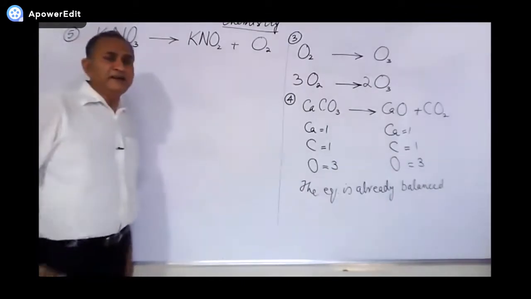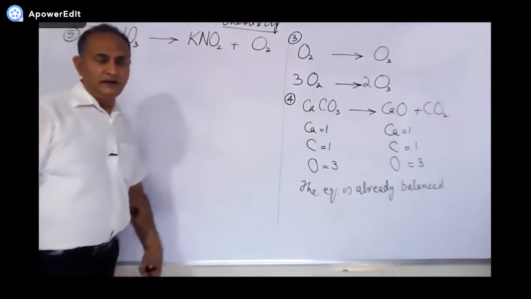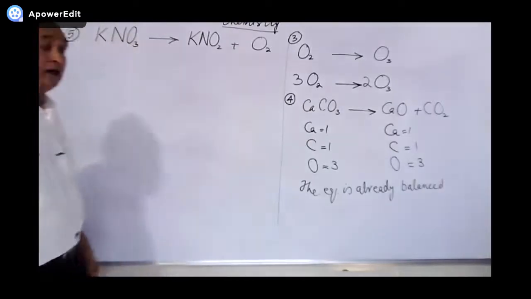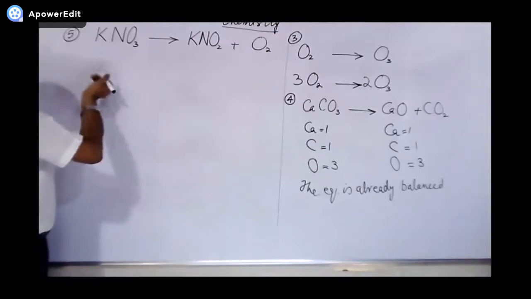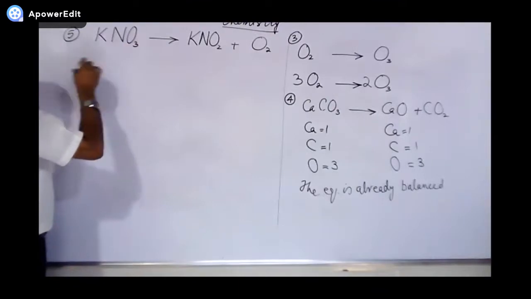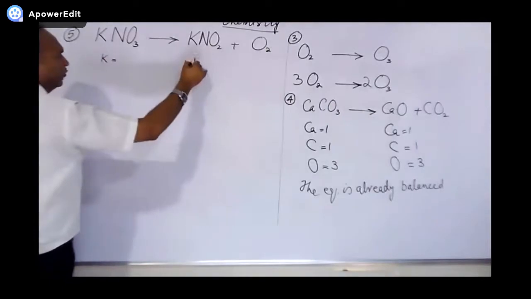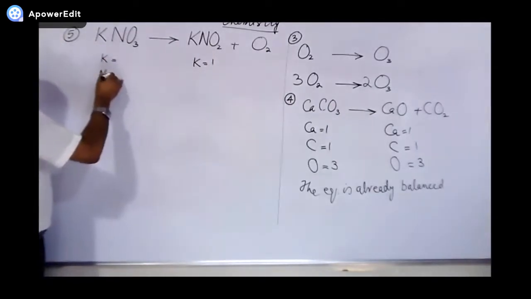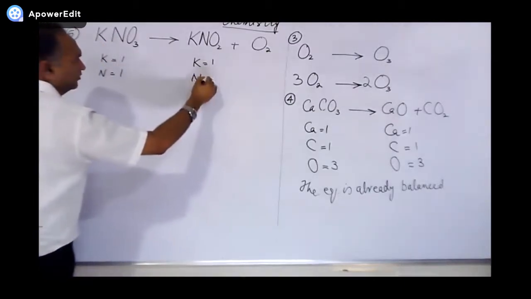So let's see another one. Let's check right now what is the situation here. Right now we have 1 potassium, 1 potassium, 1 nitrogen, luckily 1 nitrogen.